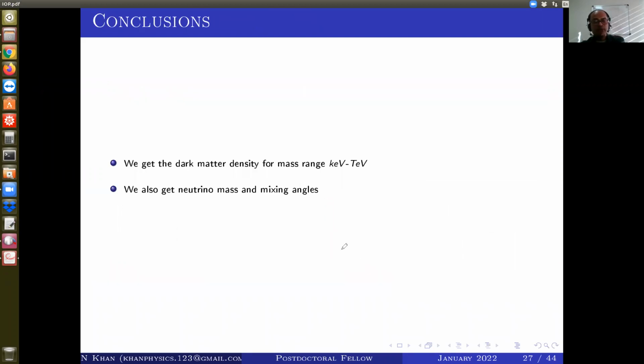So in this model again, our conclusion is that you can explain the keV to TeV dark matter region, meaning you can get a large region of the parameter space, and you can also explain the neutrino mass.